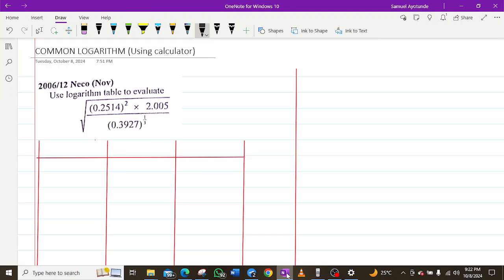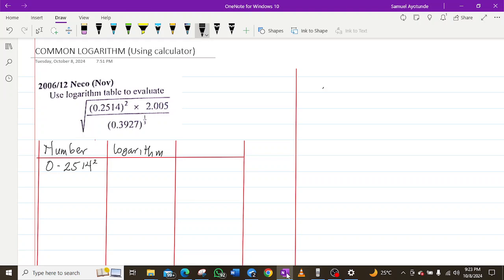So we are evaluating square root of 0.2514 raised to power 2 times 2.005, all divided by 0.3927 raised to power 1 over 3. So that's what we are evaluating. So we have number and we have logarithm. So we have 0.2514 raised to power 2. You need to get the logarithm of this figure.